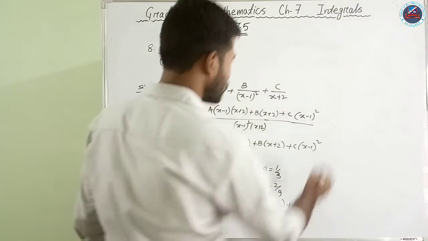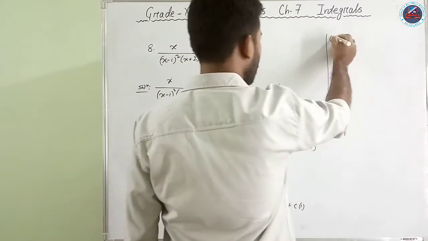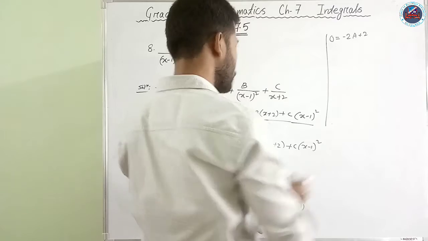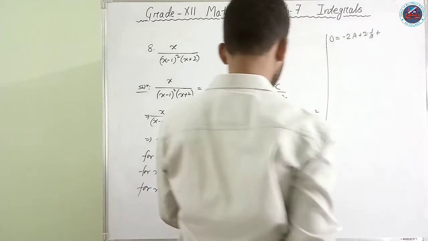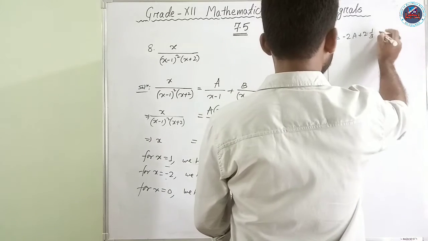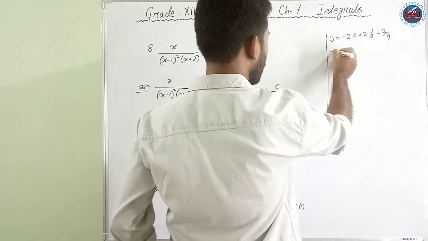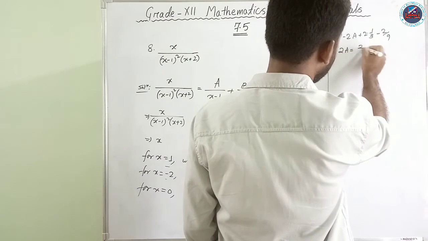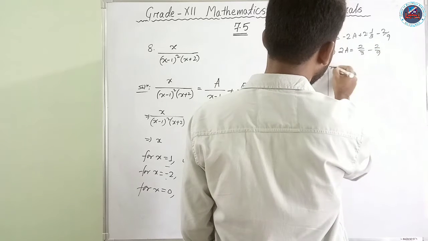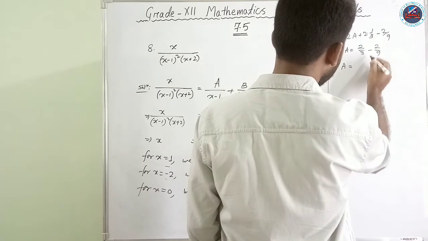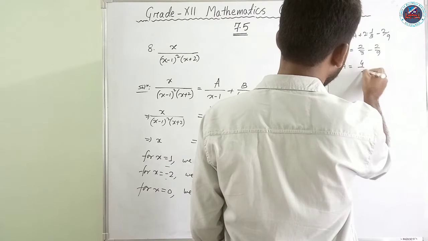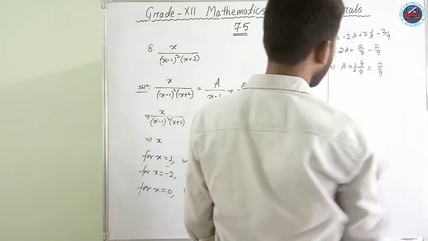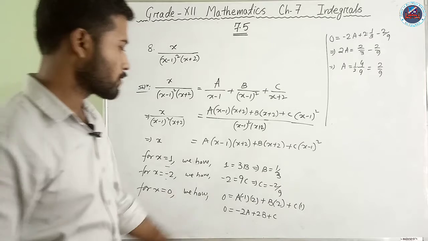Fine. Now we have already got the value of b, isn't it? The value of b is 1 by 3, and the value of c is minus 2 by 9. So from there we can easily find out the value of a. So it will be 2a is equal to 2 by 3 minus 2 by 9. So this will give us a is equal to, 6 minus 2 is 4 by 9, and then 2 1 by 2, so this will be 2 by 9. Fine. So thus we have got the values of a, b and c.